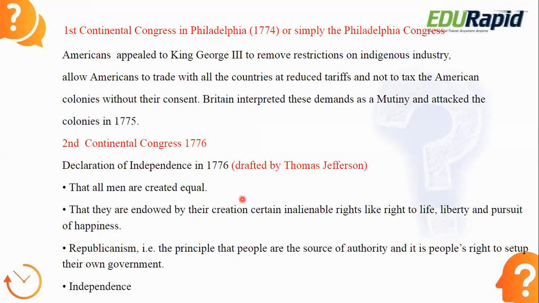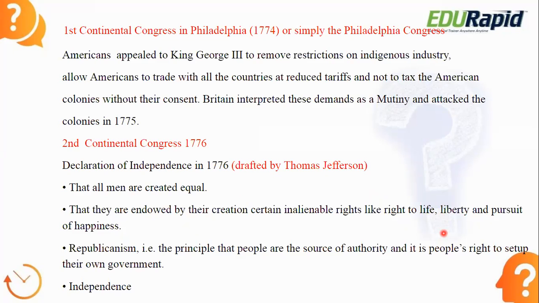There is no one above here, no one below here. All are created equal. So you Britishers are not above us. We Americans are not below you. We all are equal. So, all men are created equal. Then that they are endowed by their creator with certain inalienable rights, like the right to life, liberty, and the pursuit of happiness. These are very important terms. These are new terms: right to life, right to liberty, and pursuit of happiness.